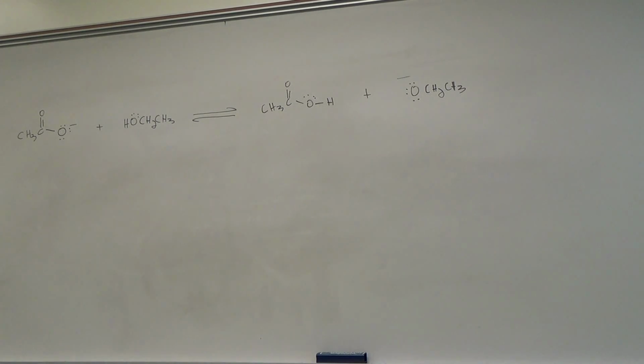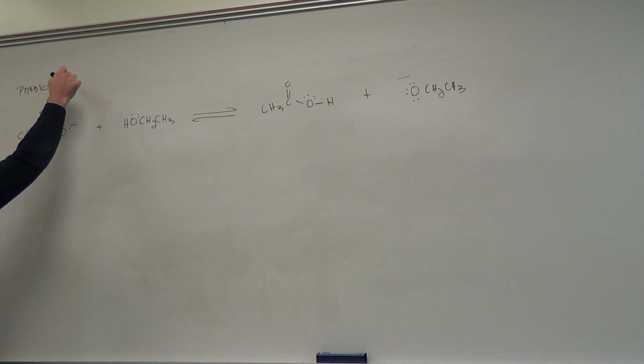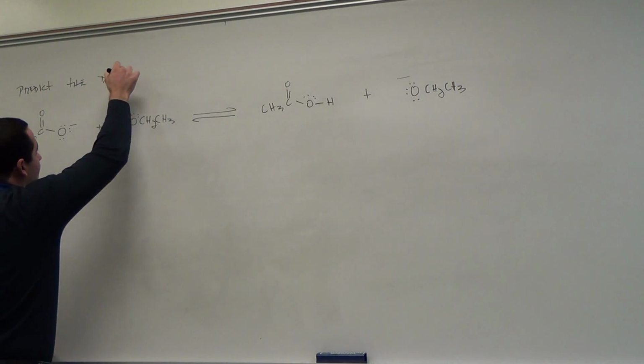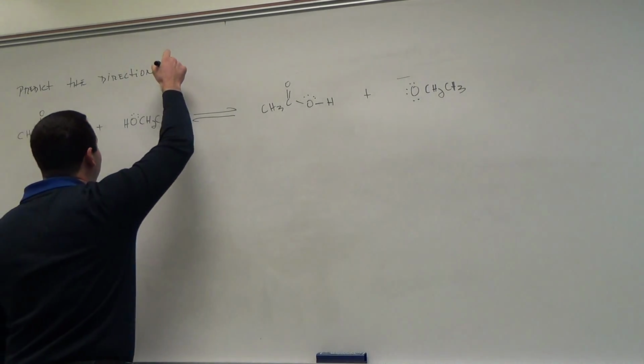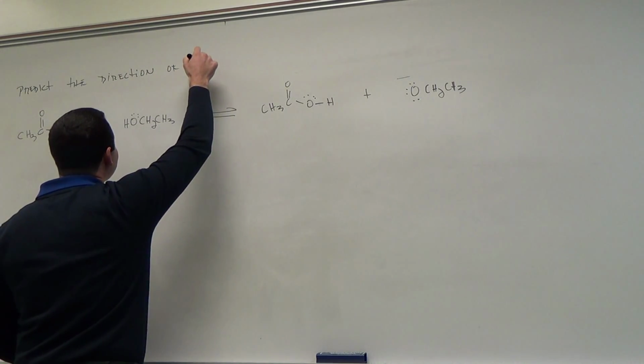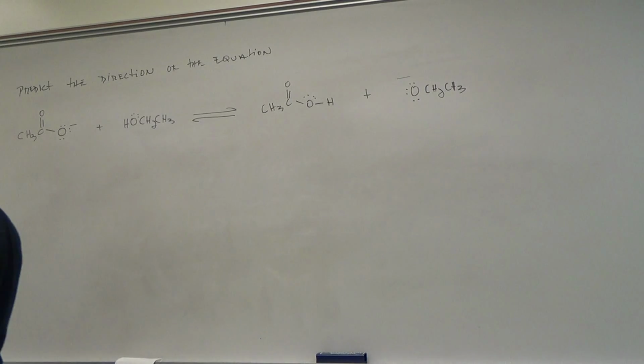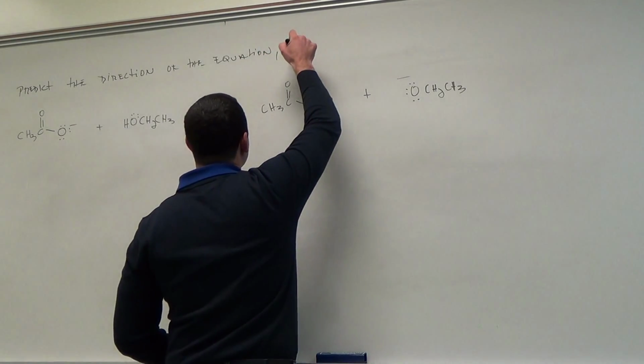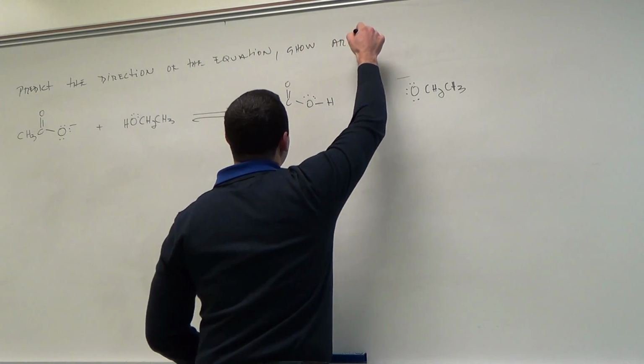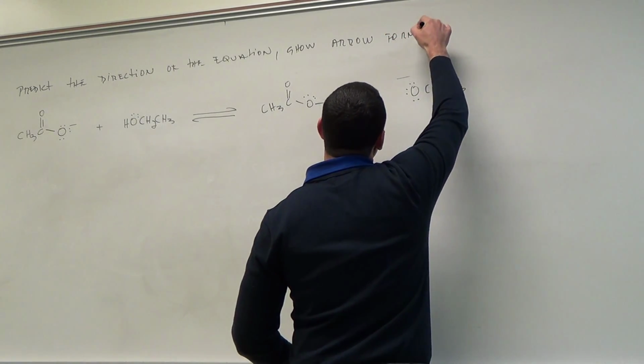Oh, this is the arrow formula, right? No, this is not arrow. Do you want to do arrow formalism? Okay, we'll do both, by popular demand. So, on the test, this is going to look like this. Predict the direction of the equation. So what you have to say is whether this goes forward or reverse. And we can show arrow formalism. It's good practice.